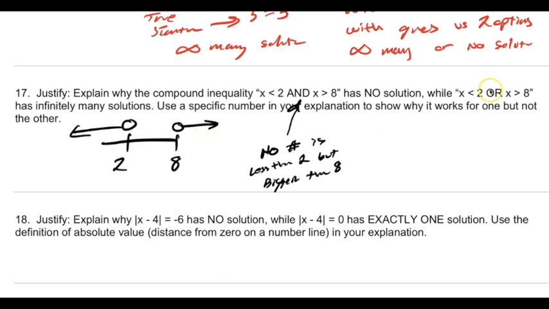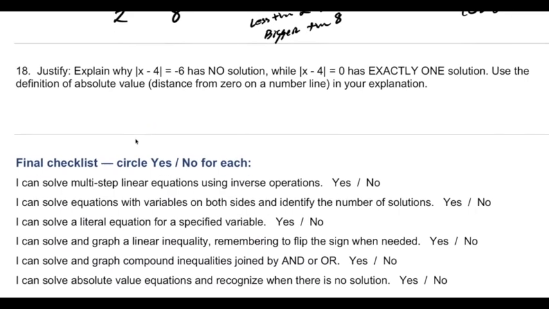But or is very different. As long as it works for one, it works. Like I could walk to work or I could take the bike to work. As long as I do one of the two, I'm not lying. It's true. So same thing works here. If your number is less than 2 or greater than 8, that's a solution. So for example here, I could say, what if x equals 10? 10 is greater than 8, so it works. So for or, as long as it works for one, it's true. So in that case, you have infinitely many. Anything that's bigger than 8 works, that's infinitely many there. Anything less than 2 works, infinitely many there. So that's why. Okay, last one of these types.